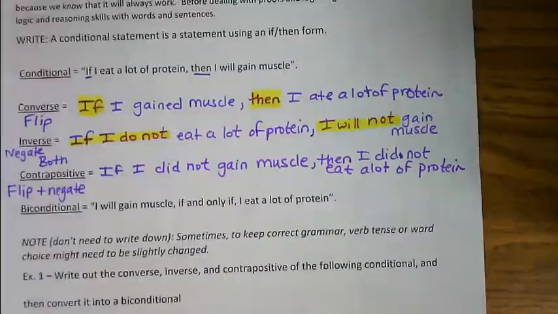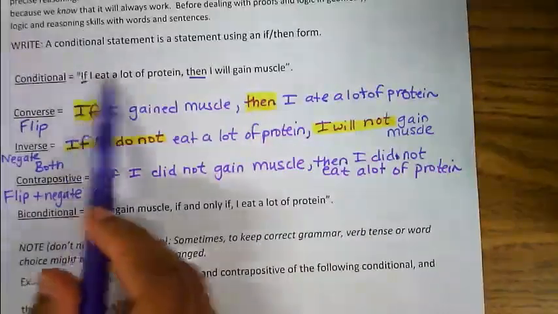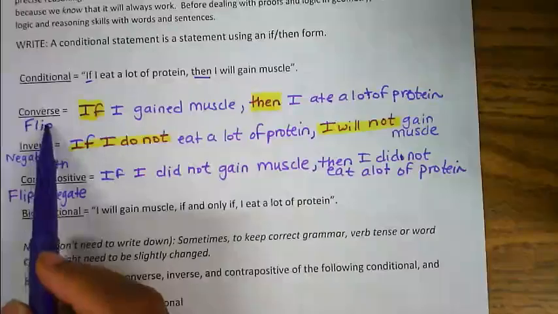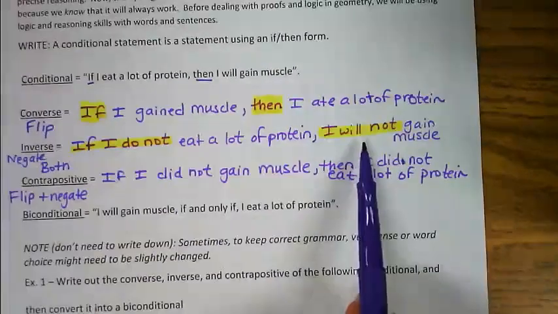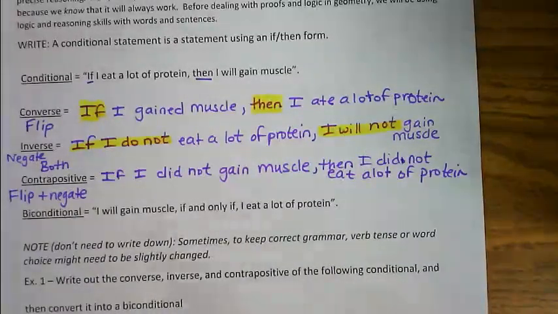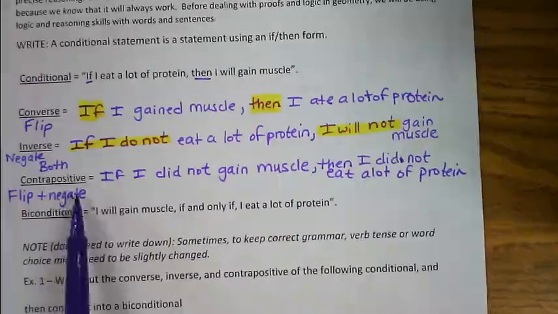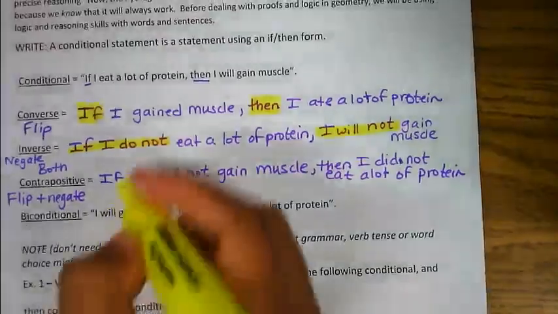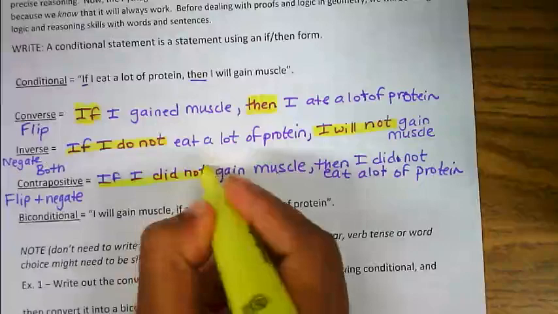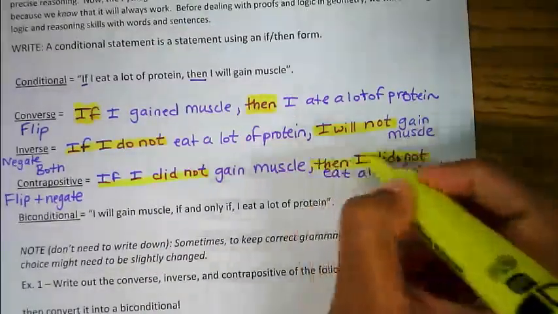Okay, so conditional, if and then, converse, I flip, inverse, I negate both. If I do not, I will not, it changes though, okay? I'll explain more later with that. Flip and negate, so I flipped it and I negated it, right?